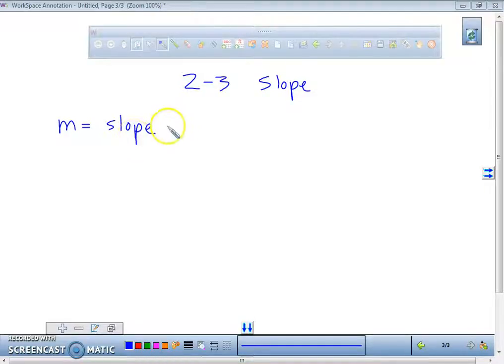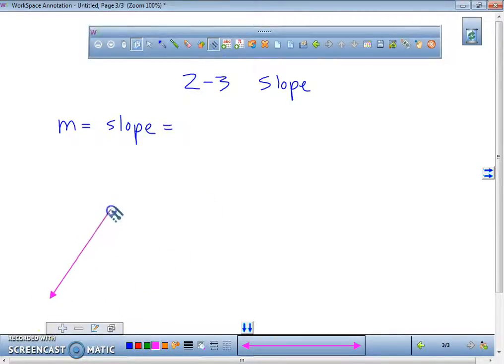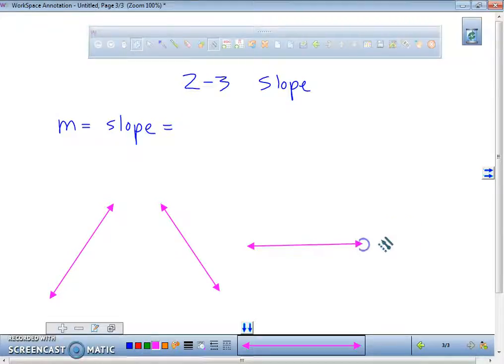Alright? So, what I want you guys to do on your paper is draw some lines that have some steepness to them. Alright, so draw one that looks like this. Draw one that looks like this. Draw one that looks perfectly flat. And draw one that looks perfectly vertical. Vertical. There we go.